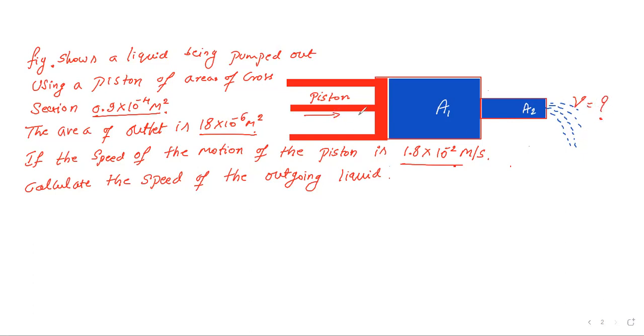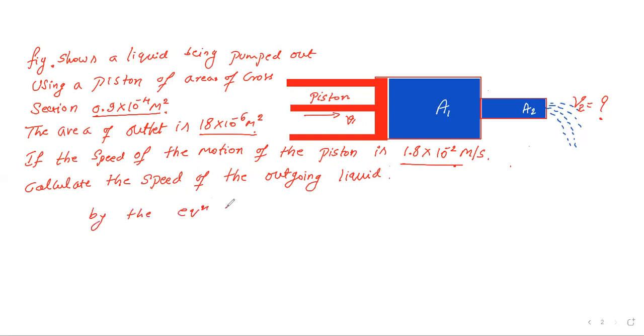See, the speed of the piston, you can consider it as V1. With the same speed, the water particle travels in this bigger area. But the moment it enters the smaller area, the speed becomes V2. It gets increased because the area is decreased. So let's see what the speed of the water at the outlet will be. We can use the equation of continuity.